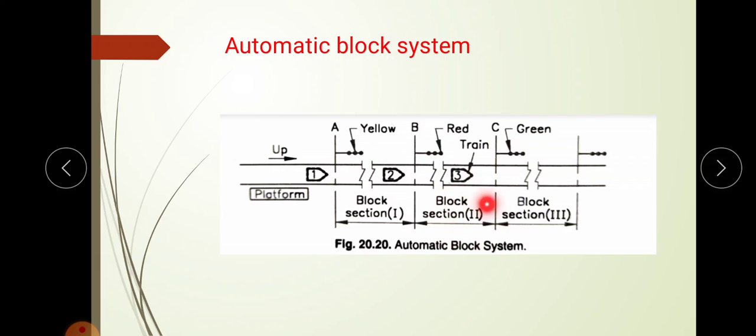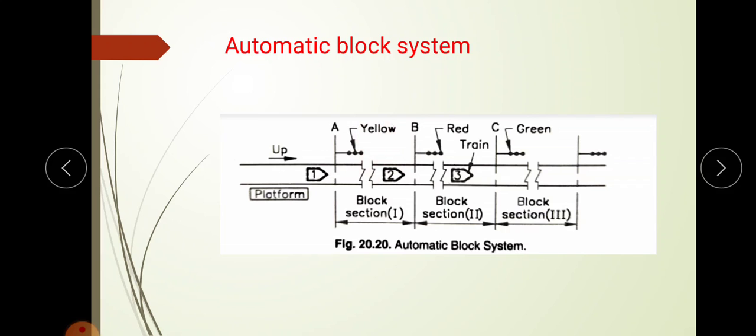So when the train is in block section 2, here there will be a red light because no other train is allowed to enter block section 2. Here it is yellow because a train can move cautiously into block section 1. And here it is green because a train can enter block section 3. When the train enters block section 3, the green light at C will be turned into red light, the red light at B will be turned to yellow, and the yellow light at A will be turned into our normal light, that is, green light.